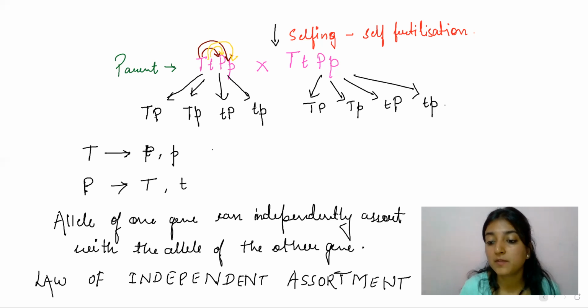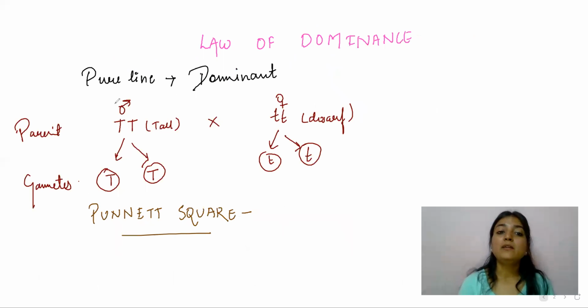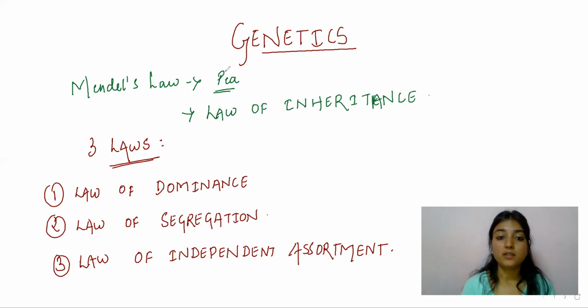So let me revise. Mendel took the pea plant for his experimental work and he gave some laws that were named the laws of inheritance, or Mendel's laws of inheritance. He gave three laws. First is the law of dominance, second is the law of segregation, third is the law of independent assortment.